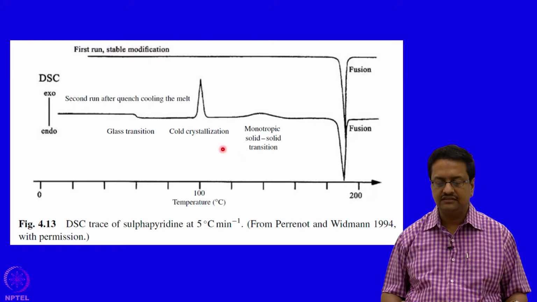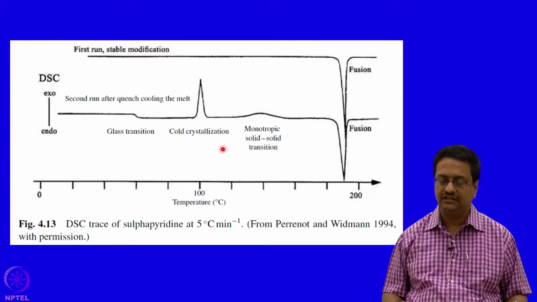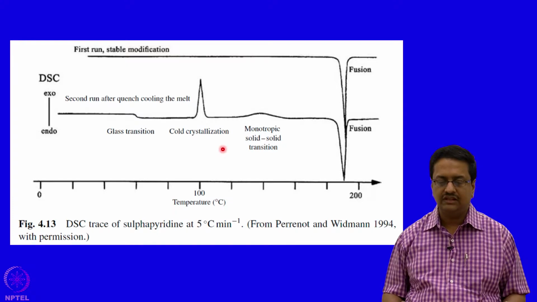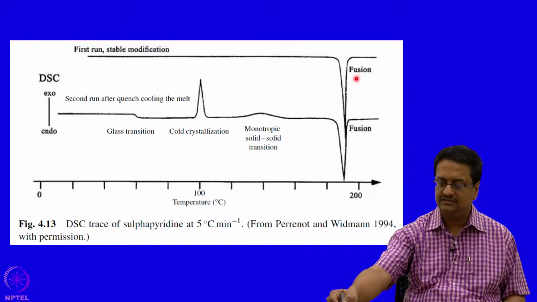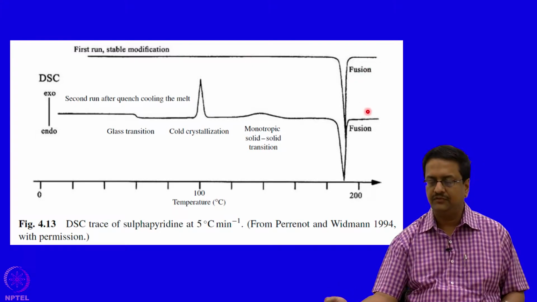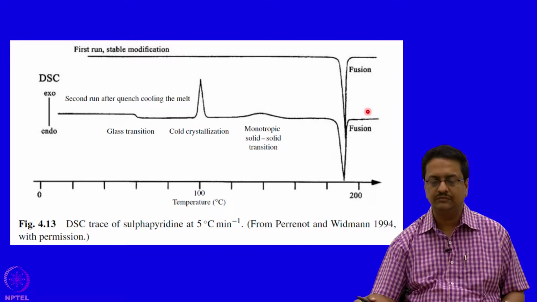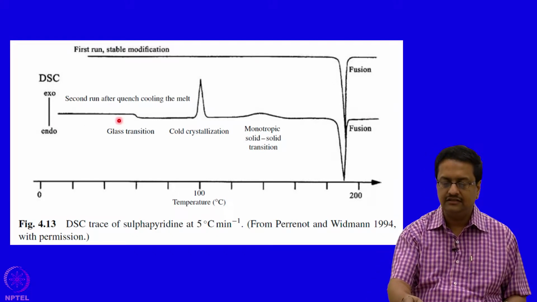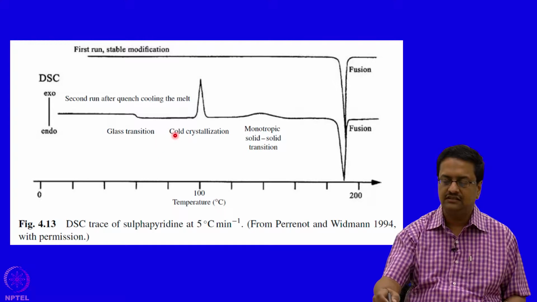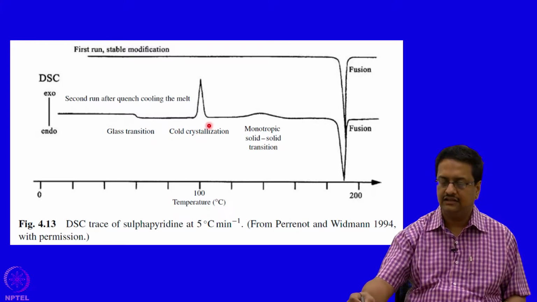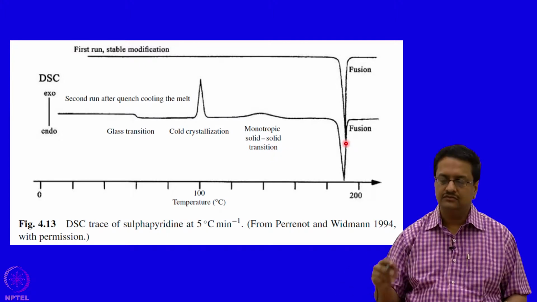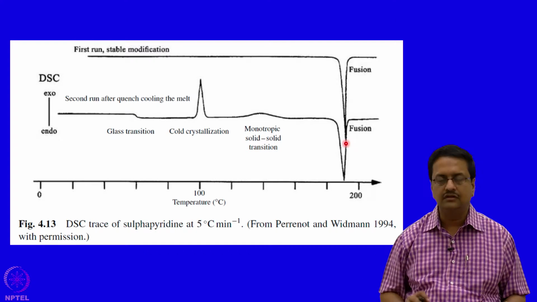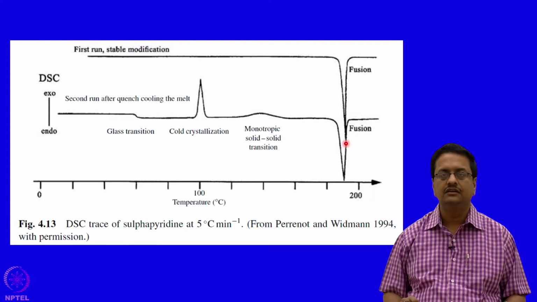So, this is the DSC trace of sulfapyridine at 5 degree centigrade per minute, where what we can see is during the first run the stable modification melts, but when the stable modification has been cooled to room temperature and is run again, it undergoes a glass transition, then it has a crystallization, and then a monotropic solid to solid phase transition and a fusion. So, this type of plot indicates a monotropic relationship between the two particular polymorphs.